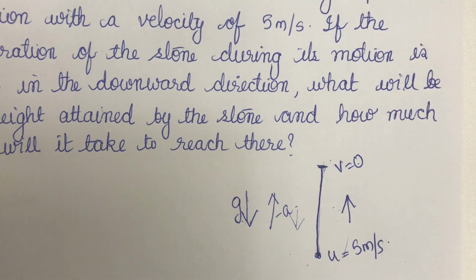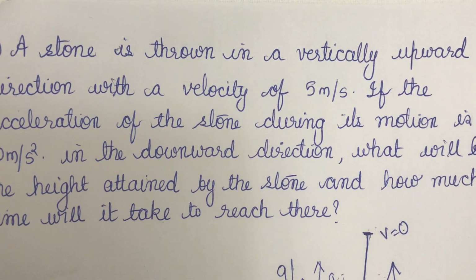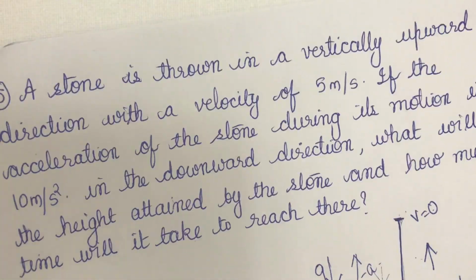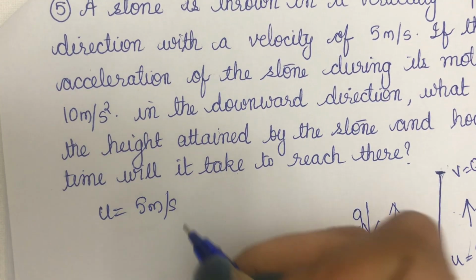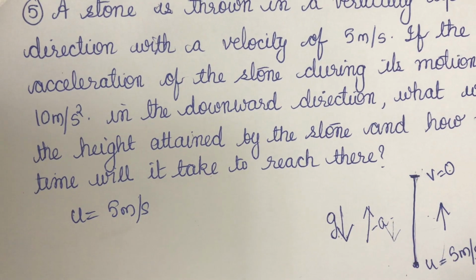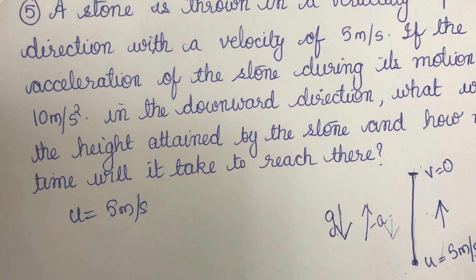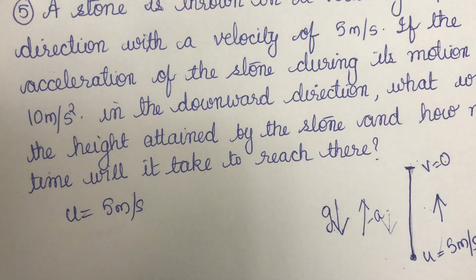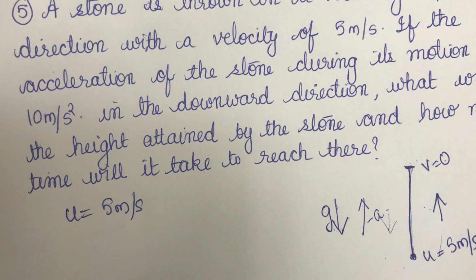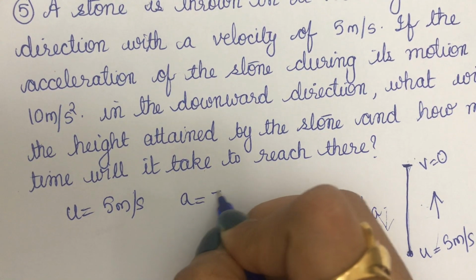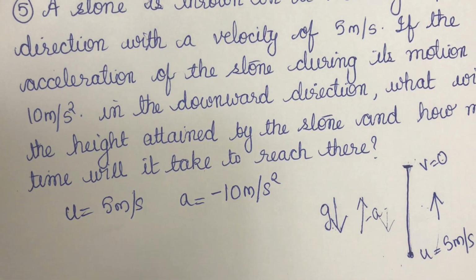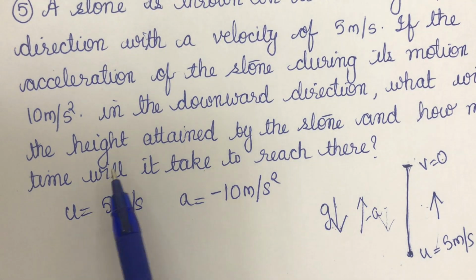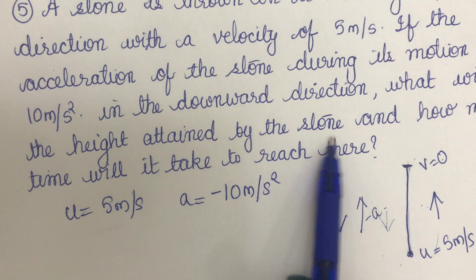Whatever we have, we'll write it first. The stone is thrown in a vertically upward direction with a velocity, so our u is 5 meter per second. The acceleration of 10 meter per second square in the downward direction is the gravitational acceleration, but our stone is thrown upward. So our acceleration is minus 10 meter per second square. You're clear, right?